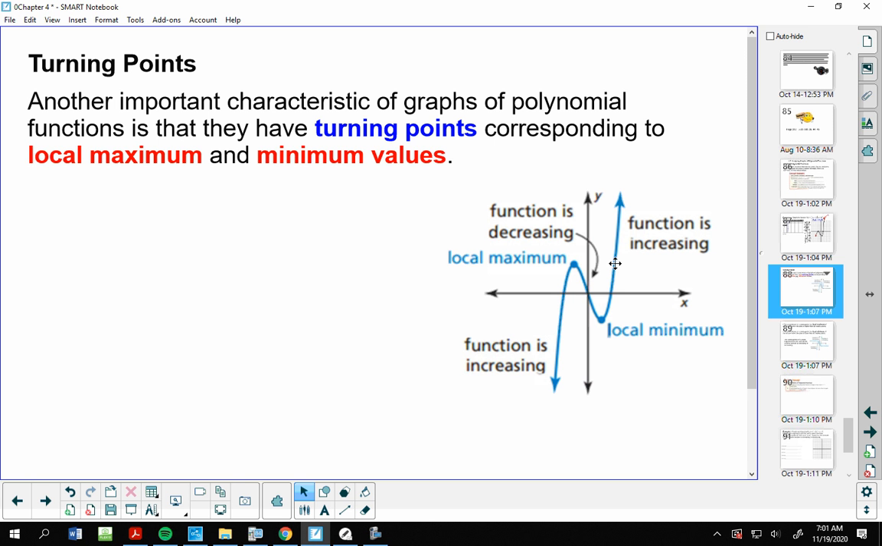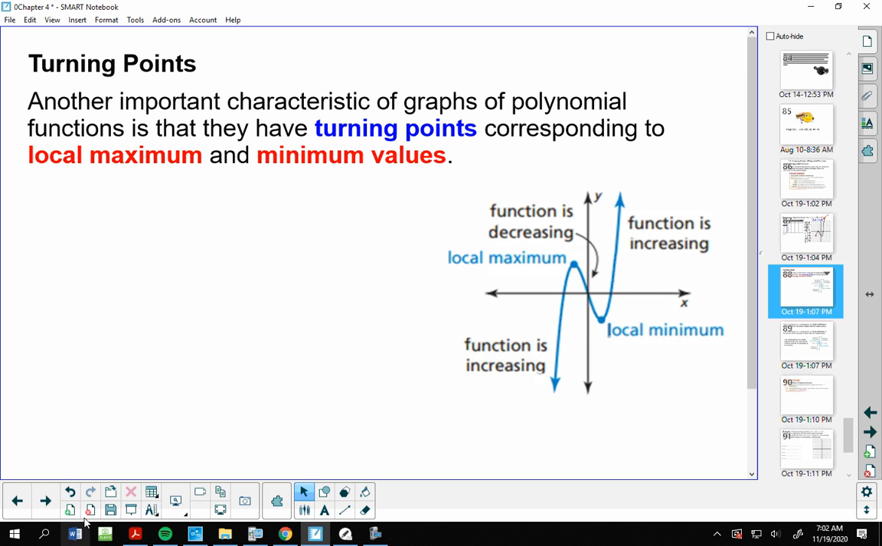Now these turning points are called local maxes or local min values. So a local max, it's kind of like a vertex, but it's not the highest part of your function or the lowest part of your function, which is why we call it local. So it's a local max here and a local min here. And those are the turning points where the function changes direction.